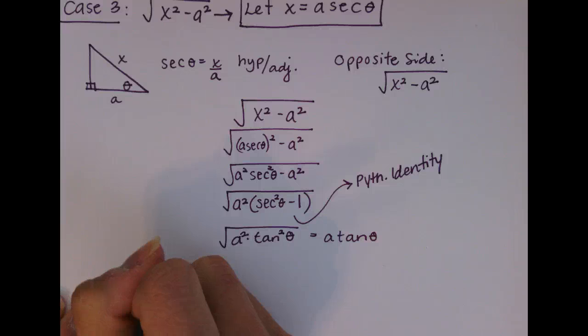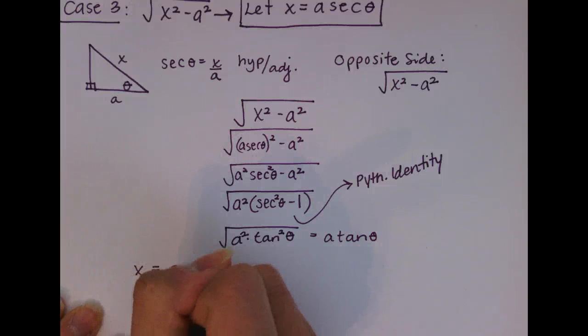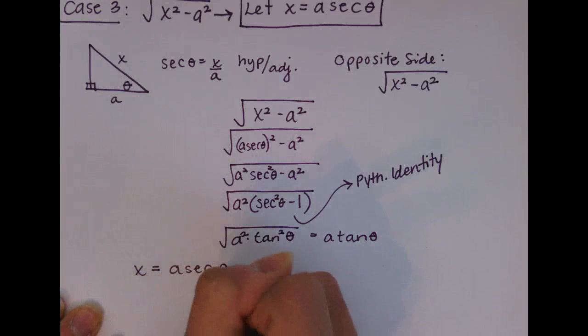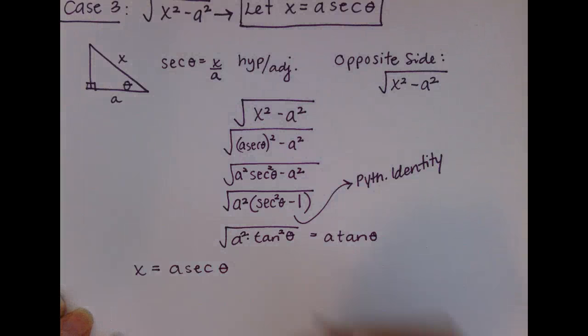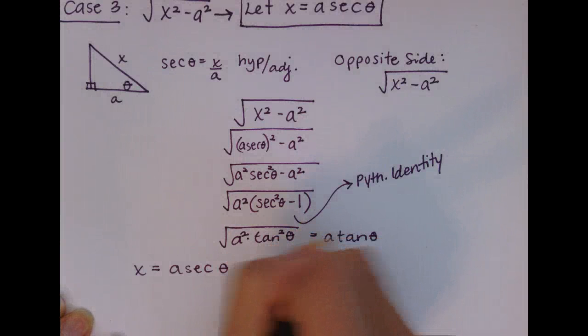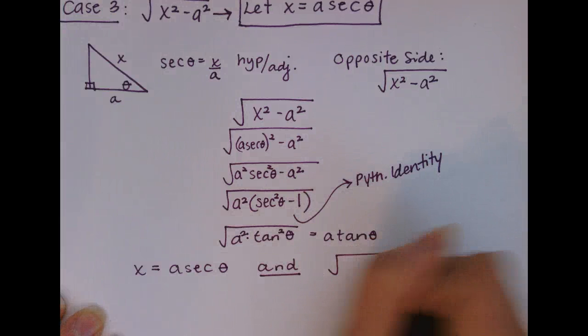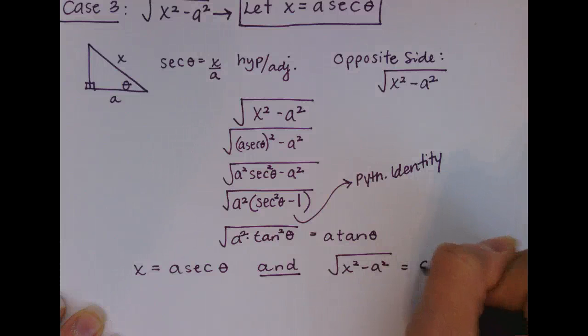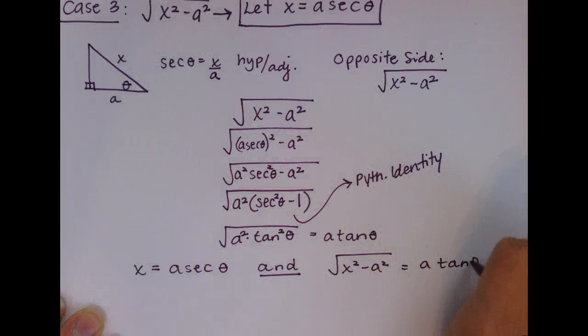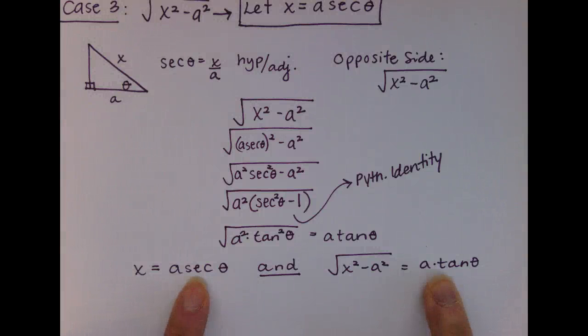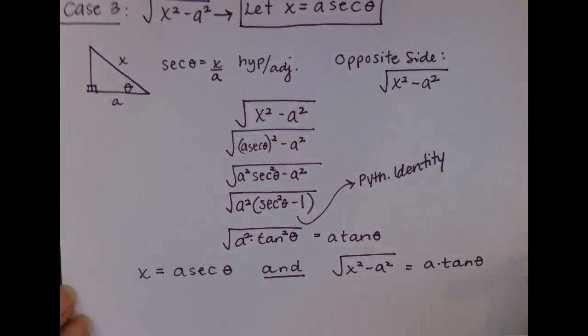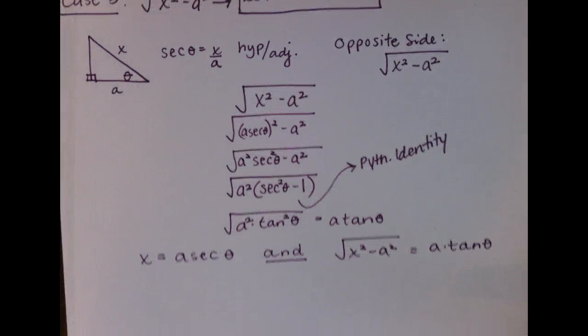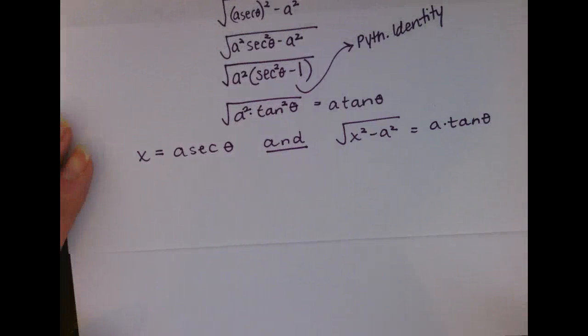So here's the summary of case 3. X is going to be represented by a times the secant of theta, and therefore the square root of x squared minus a squared can be represented by a times the tangent of theta. Very similar to case 2, except these are switched. So let's take a look at an example involving that case.